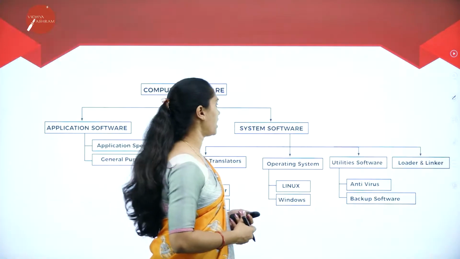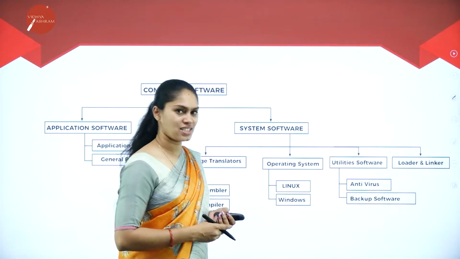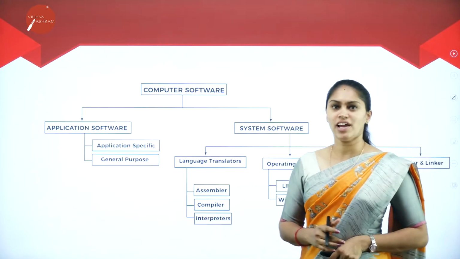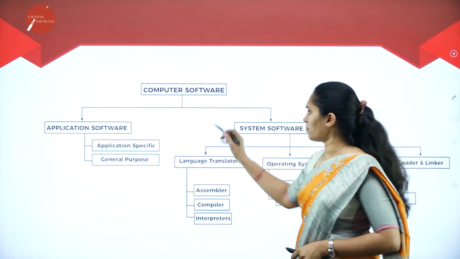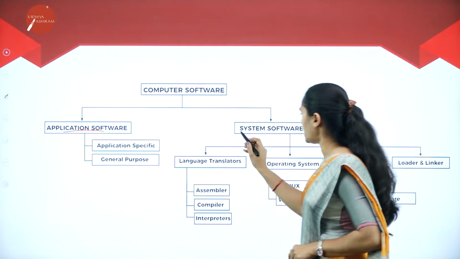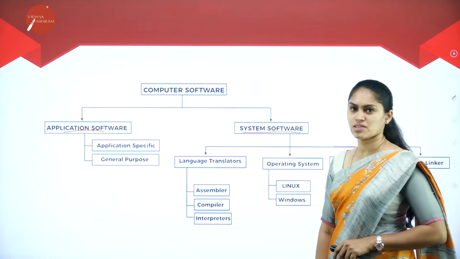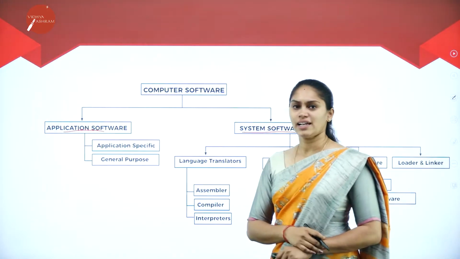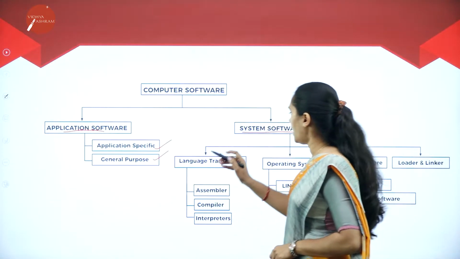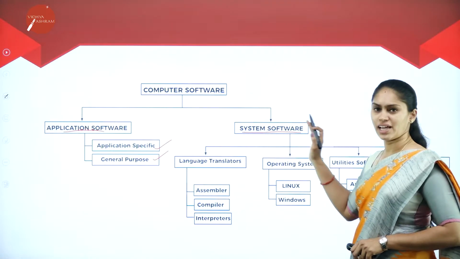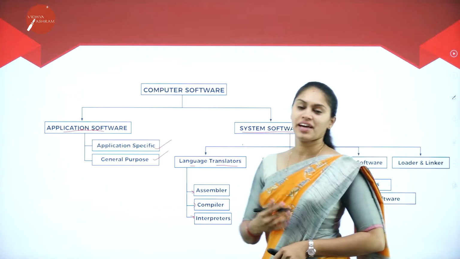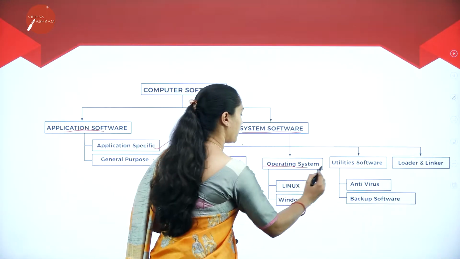So let me get into the next topic. Here you can see the complete description or classification of computer software. Computer software is of two types. One is application software, and another is system software. In application software, I discussed two types, right? Application specific and general purpose. And when it comes to system software, there we have a language translator. Under the language translator, we have one more category, that is what? Operating system.